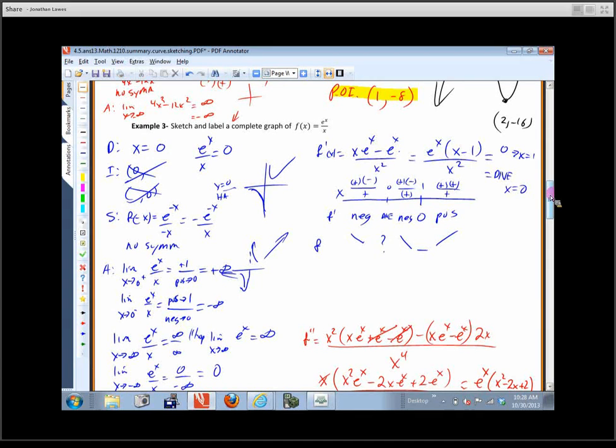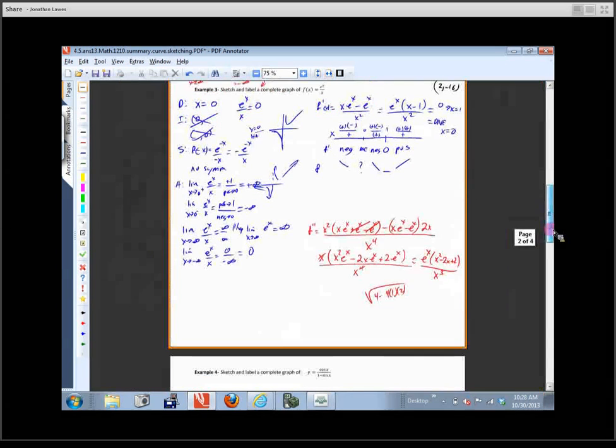Now, let's put these pieces of information together. I need to make this a little bit smaller so we can see what's going on here. I'm going to draw the graph right here.